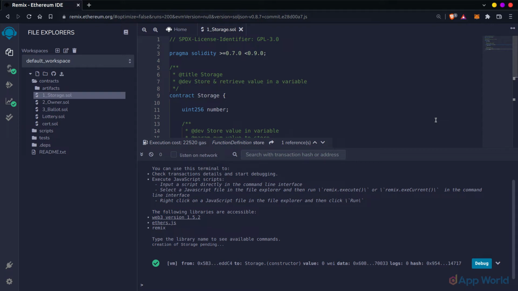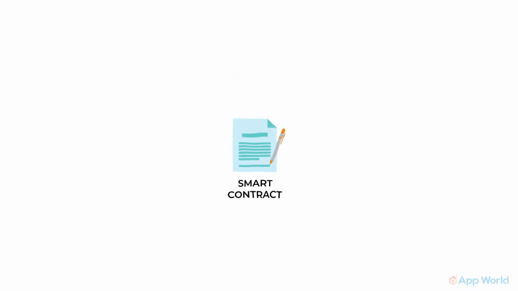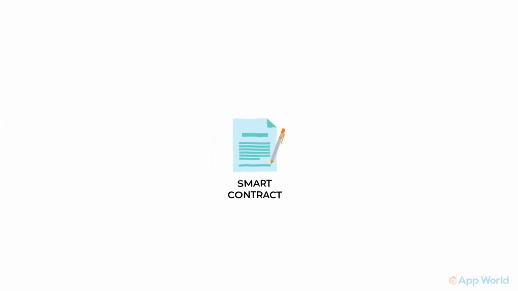For now, let's talk about the process to build a complete production-ready smart contract. The first thing after coding the smart contract is compilation of the smart contract. And for compilation, we use the EVM, that is, the Ethereum Virtual Machine. When compiled successfully, we go to the next step, that is, to deploy the smart contract.